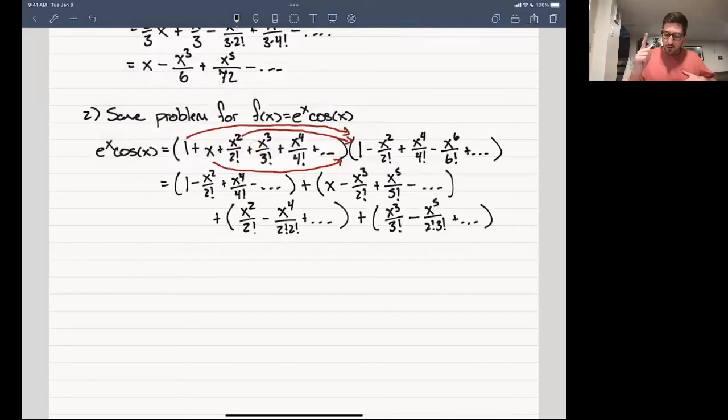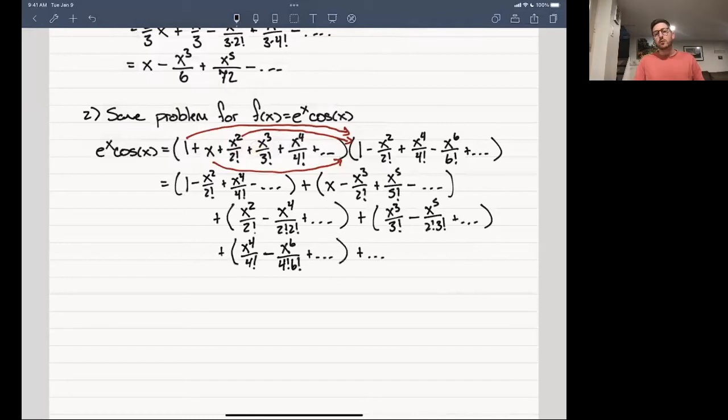So one more term, I'm going to take that x to the 4 over 4 factorial, multiply it into my cosine series, and that's going to give me my last 4th order polynomial degree term. So I get x to the 4 over 4 factorial minus x to the 6 over 4 factorial times 6 factorial, blah, blah, blah. And then plus dot, dot, dot.